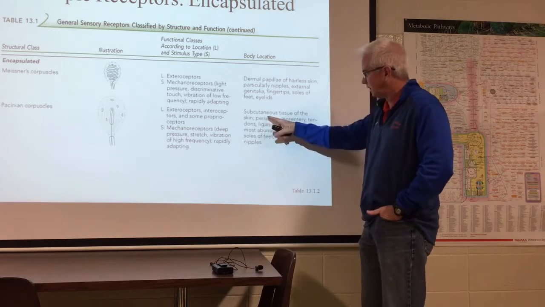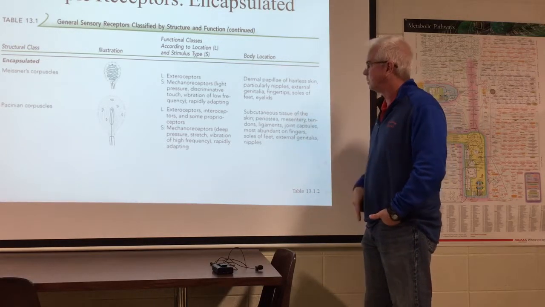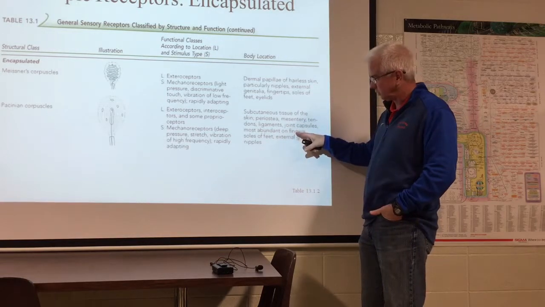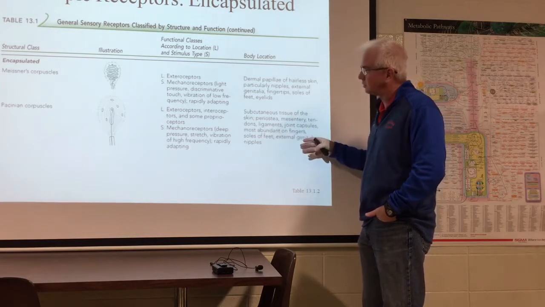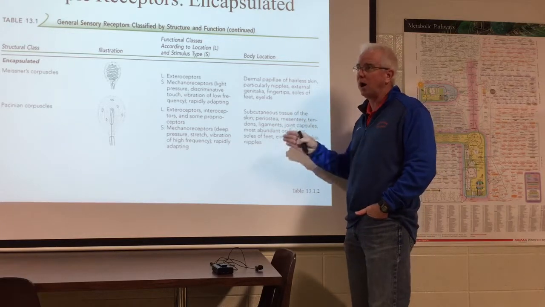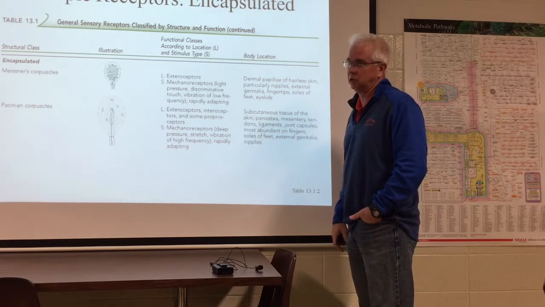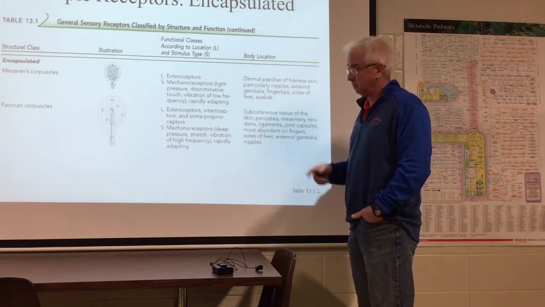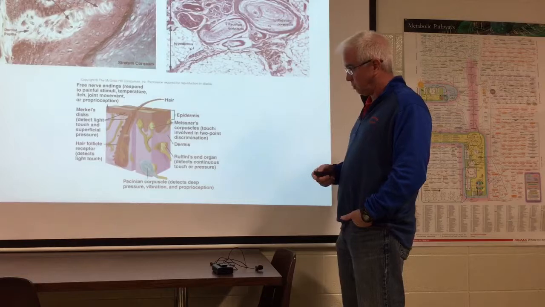So these guys are found, as we've said, in the subcutaneous tissue of the skin. They're also in tendons and ligaments, and they're also in the fingers and the soles of the feet, external genitalia. These Pacinian corpuscles are more abundant. That's why it was on that nervous system picture as a prototype. Meissner's, Pacinian, and there's one more.